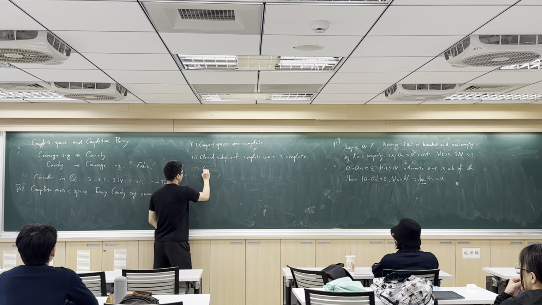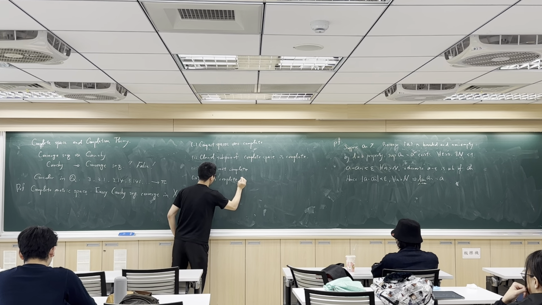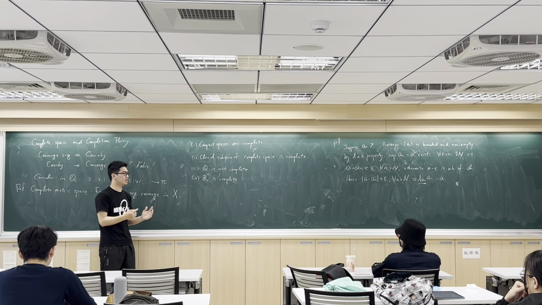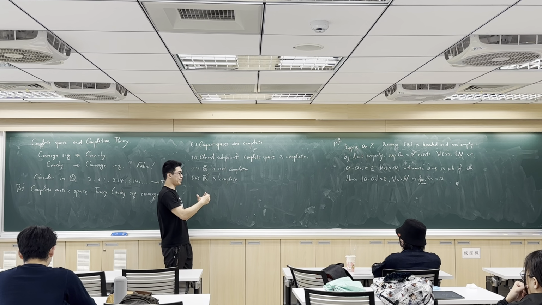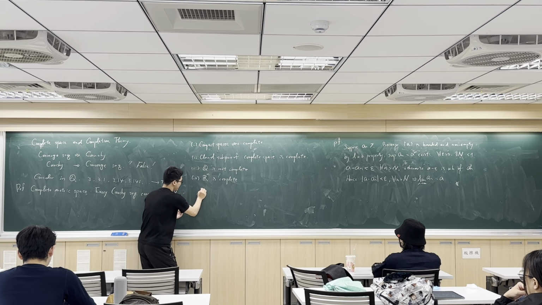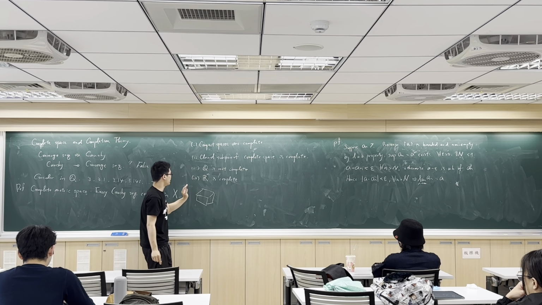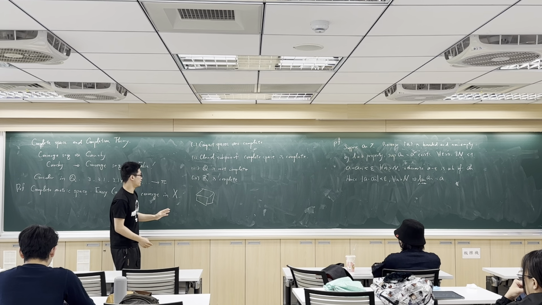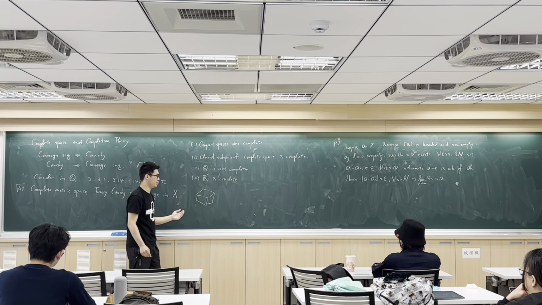Q is not complete, because we showed it here: the Cauchy sequence here does not converge in Q, so it is not complete. But the real numbers, or R^n, is complete, because every Cauchy sequence is bounded. You can bound the Cauchy sequence in a box or in a ball that is compact, and compact spaces are complete. So R is complete because the Cauchy sequence will converge in the compact space.